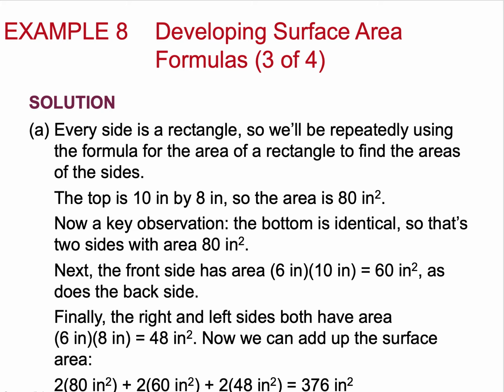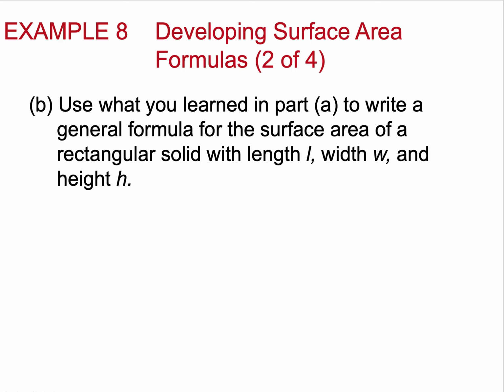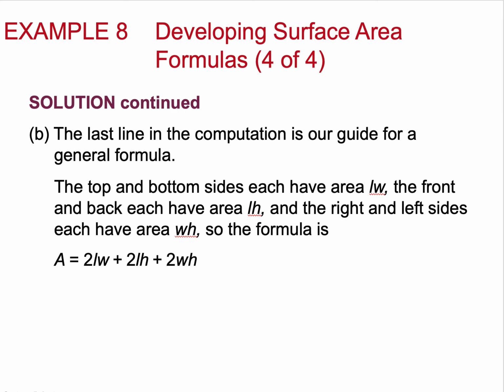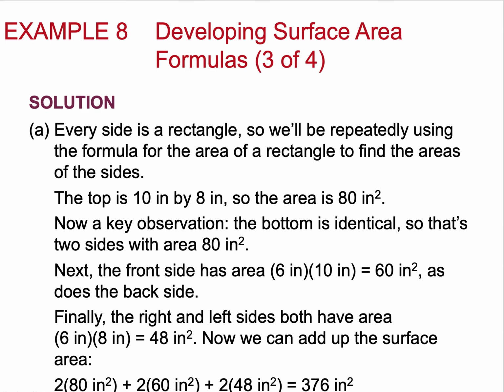So when we're doing this, we could say the top is 10 by 8, which is 80 inches squared. Now, the bottom is identical to the top in most cases, so that's also going to be 80 square inches. Next, the front side is 6 by 10, so that's 60 inches squared, and that's going to be the same as the back. And the right and the left sides have an area of 6 times 8. So here's my 6, there's my 8. That's where I'm getting these sides are 6 times 8, and then I'm going to add up all of those values together to get 376.